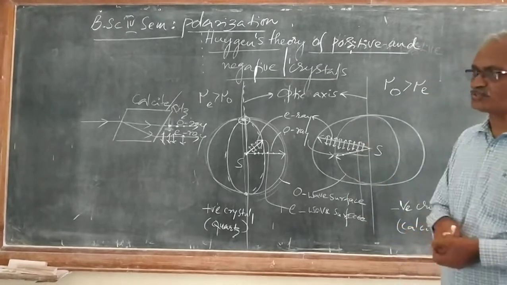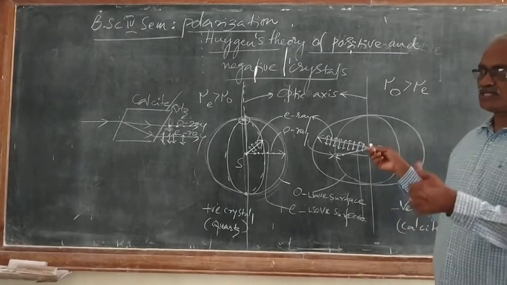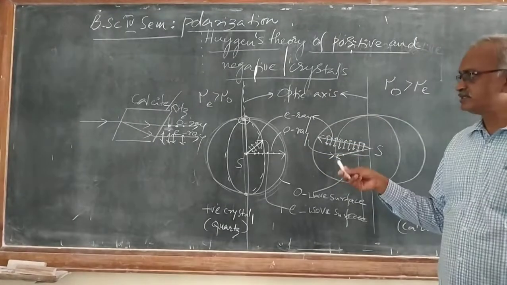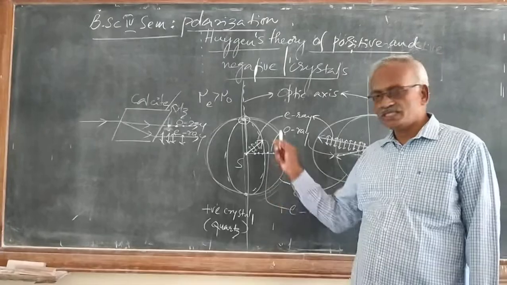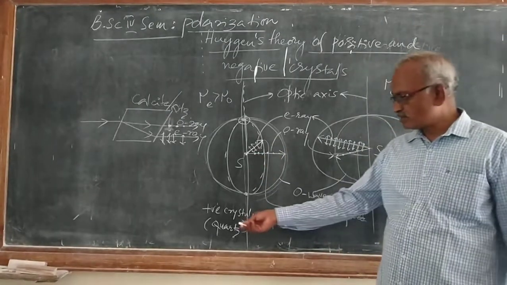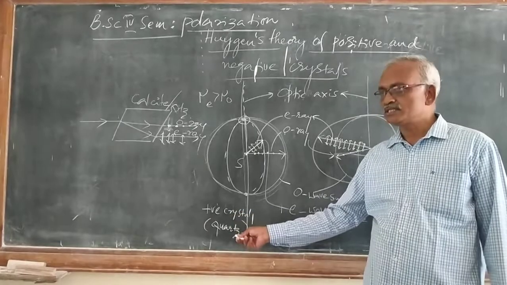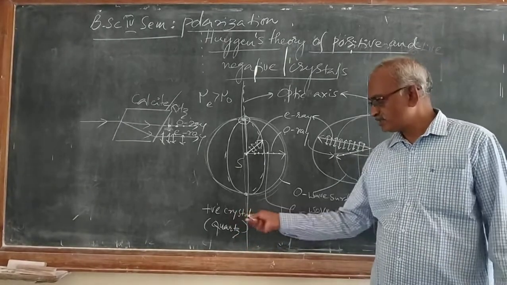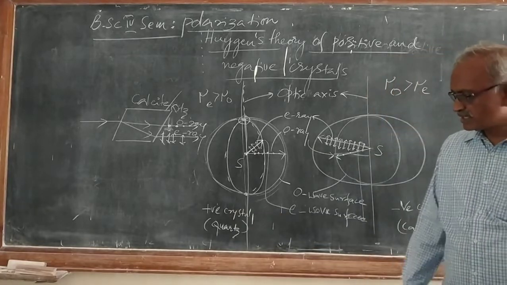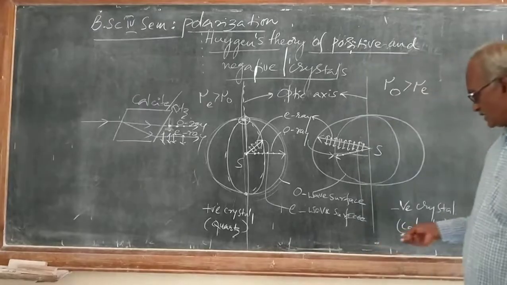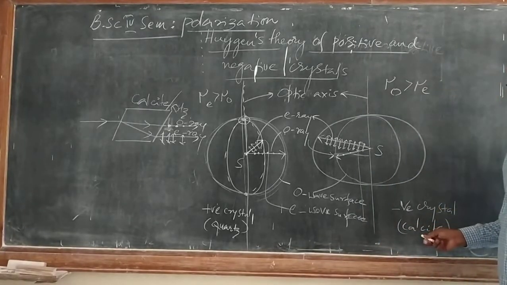It is also the same velocity here, whereas the elliptical shape is outside the circle. Here the elliptical shape is within the circle. Then this is called the positive crystal, and this is the quartz. The positive crystal is the quartz, and this is the negative crystal. This is called the calcite crystal.